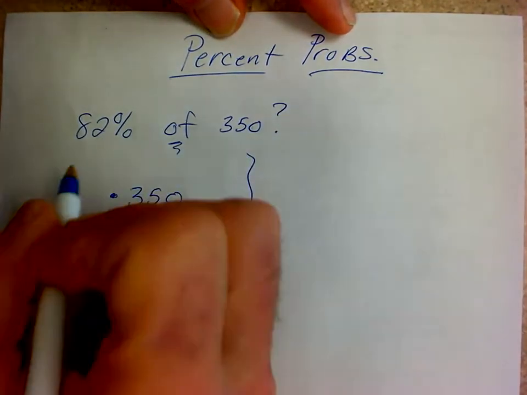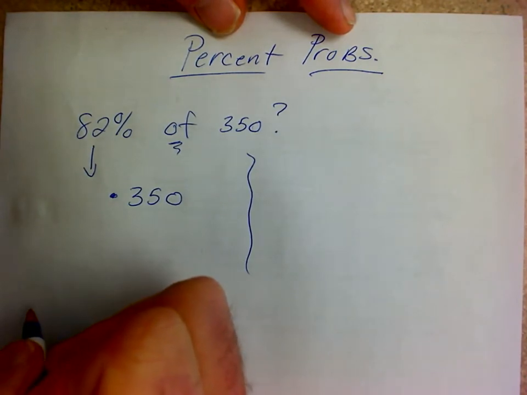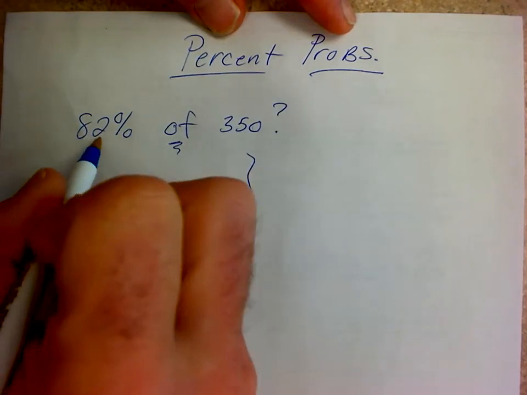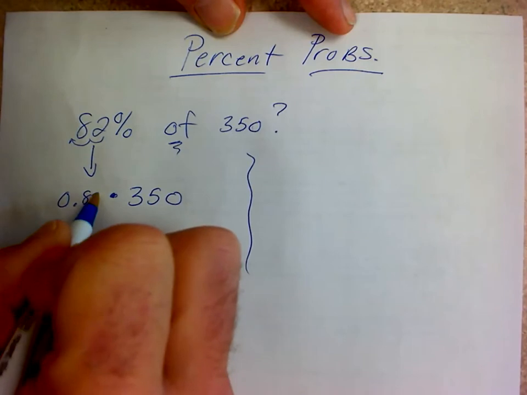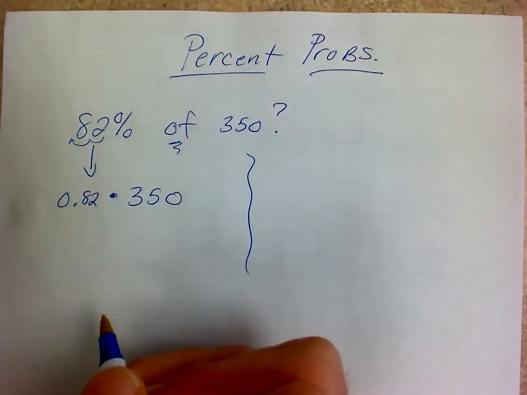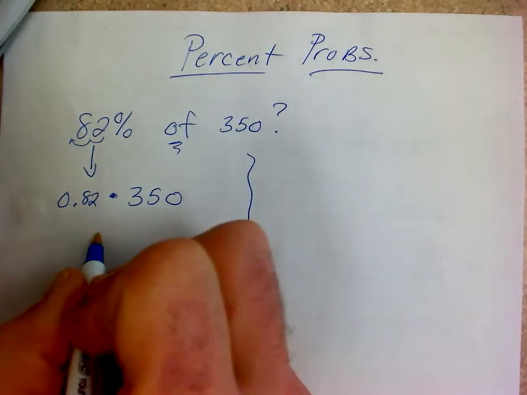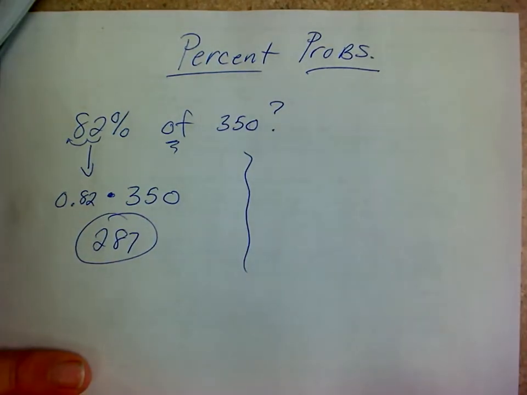350 comes after. Now, we can't use 82%, because we need to change that into its decimal form, which, again, we've talked about, is moving 2 places. So we would just use 0.82. Again, calculators are out, so we can go 0.82 times 350, and we would get 287. Okay, so that's one simple, straightforward approach to that problem.